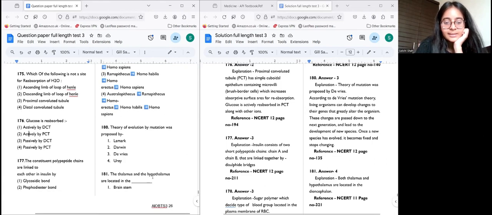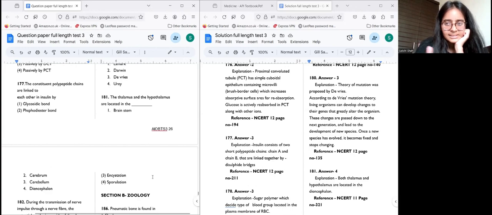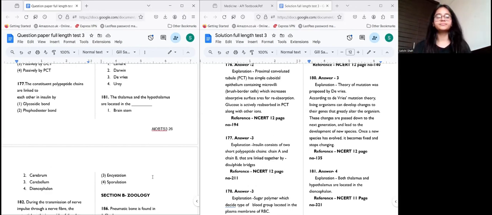Next, the thalamus and the hypothalamus are located in the brainstem, cerebrum, cerebellum, or diencephalon? They are located in the diencephalon.